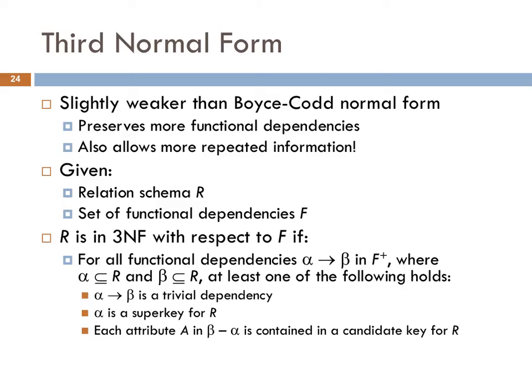Either alpha functionally determines beta is trivial, then we don't care. Or the left-hand side is a super key, then we don't care. And notice it's a super key for the entire schema that we're looking at. Or each attribute A in beta minus alpha, so we're talking about the right-hand side again, each attribute A on the right-hand side is in some candidate key for R. That's a new additional constraint for third normal form.